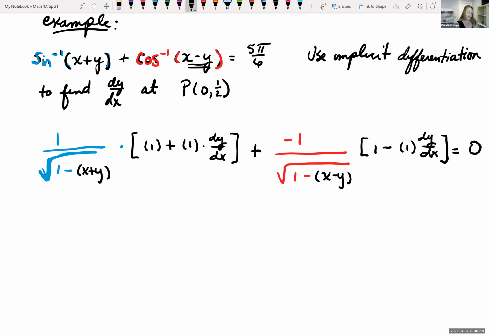Okay, so we want to find out what dy dx is here. And we want to find this out at this point. So we know our x value of this point is 0, and our y value is 1/2. I could go ahead and just try to solve for dy dx first, or I might be able to make this a little bit more interesting or easier by just going in and plugging in our values. Just pause for a sec.